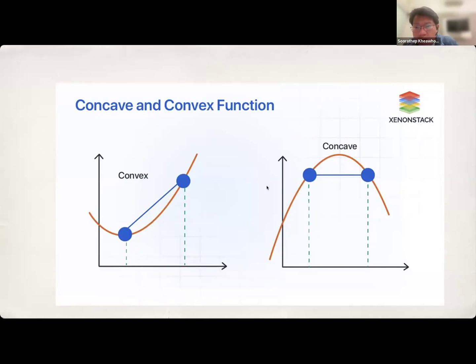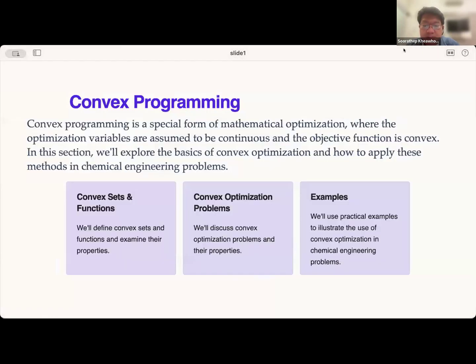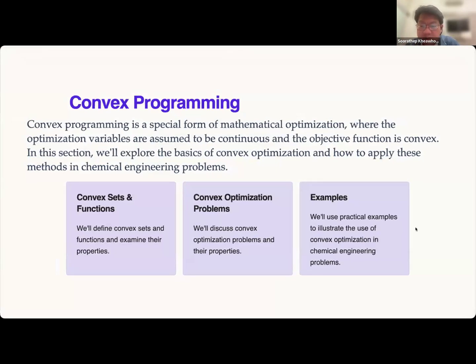So in this case, if we can guarantee that our objective function is a convex function, and all the constraints form a convex set, convex set is another story, I will tell you later, but the idea is a similar thing, then we can use convex programming, the algorithms designed for convex programming, to solve that problem.